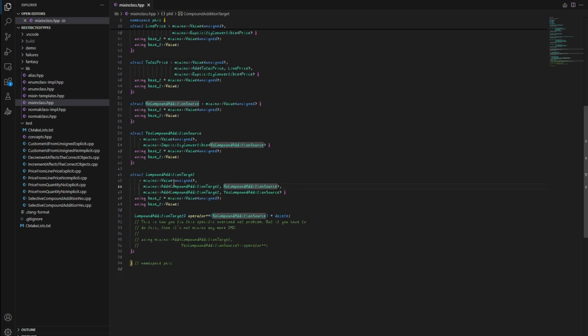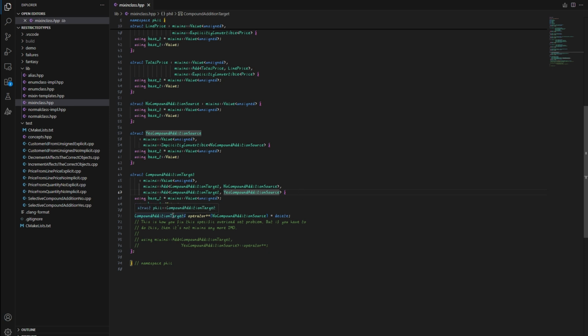So with our mixins, what we've got in our add mixin is if the return type and the type of the this pointer are the same, then plus equals is always there. And plus is always there, and plus equals is also there if these types match. What we've got here is this mixin is going to add plus and plus equals for no compound addition source, and this mixin is going to add plus and plus equals for yes compound addition source.